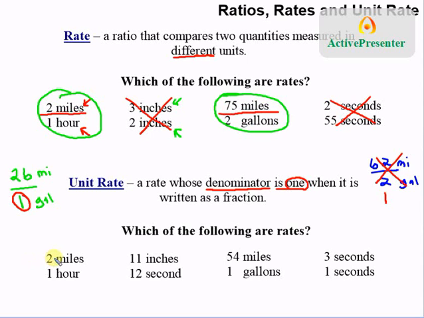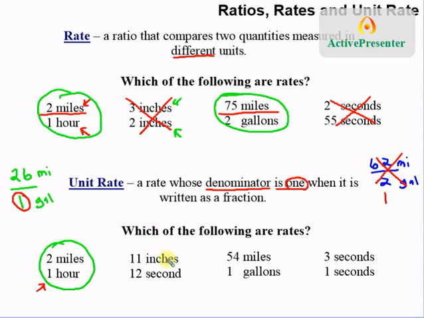Which of the following then are rates? Well, in this case, we have 2 miles to 1 hour. Now, clearly this is a rate because it's 2 different quantities. However, is it a unit rate? Does it have 1 in the denominator? Well, indeed it does. So this is a unit rate.